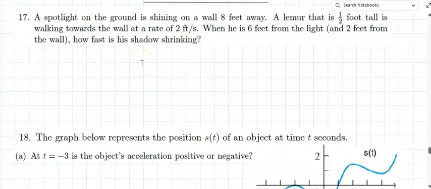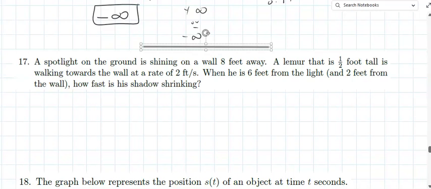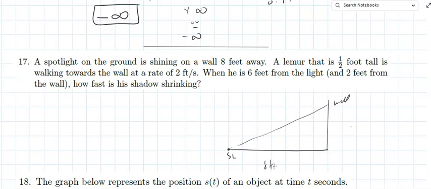Okay, the next problem. A spotlight on the ground shines on a wall 8 feet away. Wall, and this is 8 feet away. Spotlight, it shines some light. A lemur that is half a foot tall is walking towards the wall.